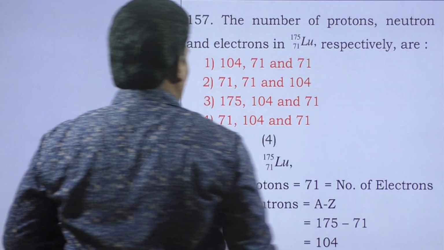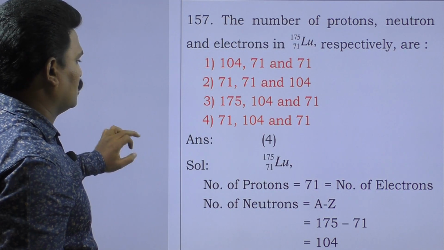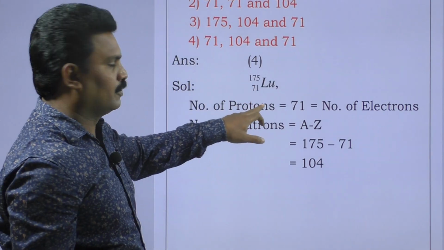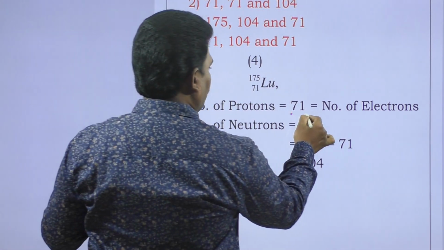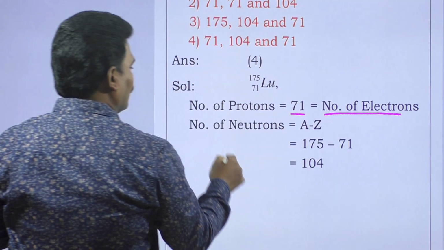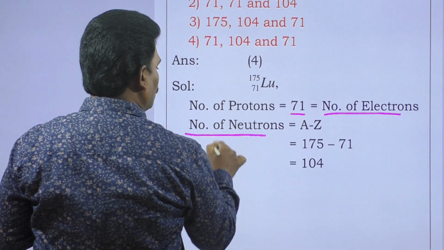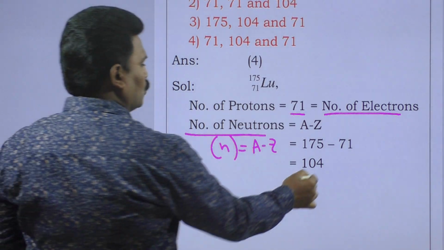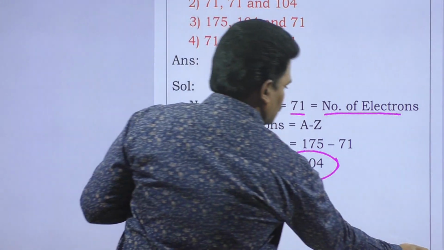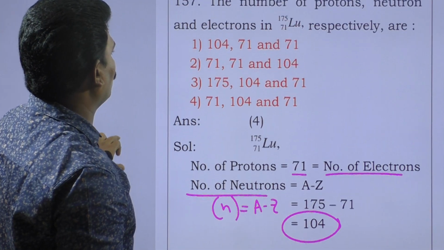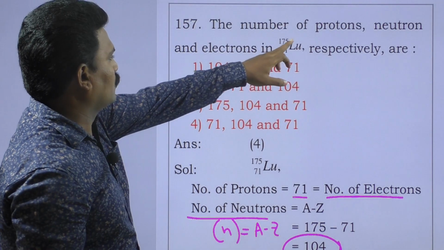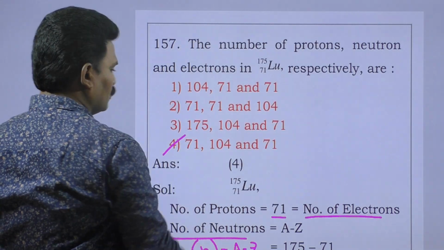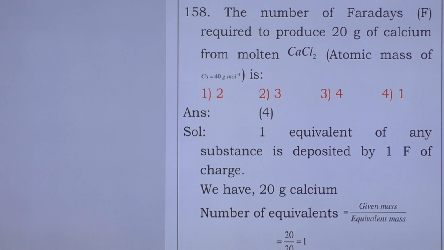The number of protons, neutrons and electrons. Look at lutetium 175-71. Number of protons is equal to 71. Number of electrons is also 71. Number of neutrons n is equal to A minus Z. A means mass number, Z means atomic number, so 104. So electrons 71, neutrons 104, protons 71. So protons 71, neutrons 104. Answer is the fourth option. Okay, and then go to the next question.